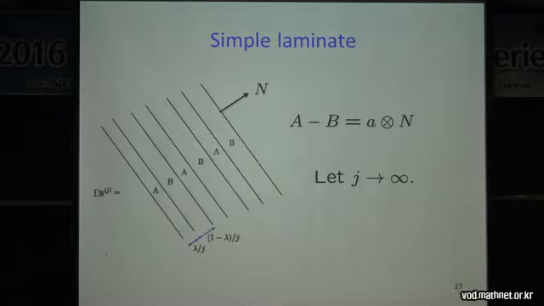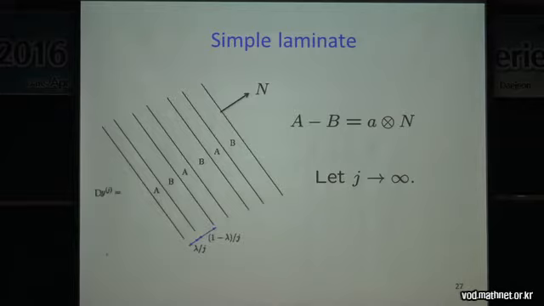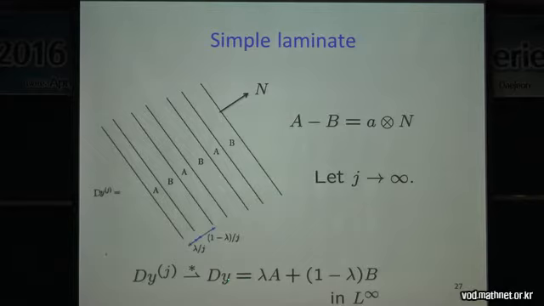So first of all, you could try and understand that at the level of the weak or weak star limit of Dyj. So the weak star limit is a gradient, which is in this case a constant, and it's just given by the average gradient, which is just lambda A plus 1 minus lambda B.